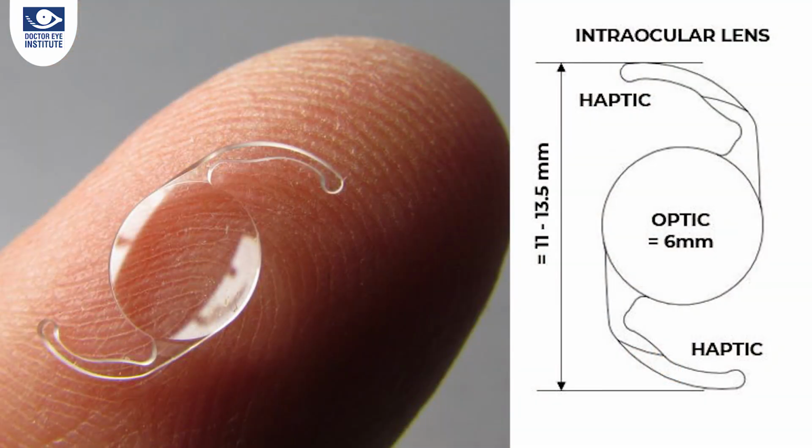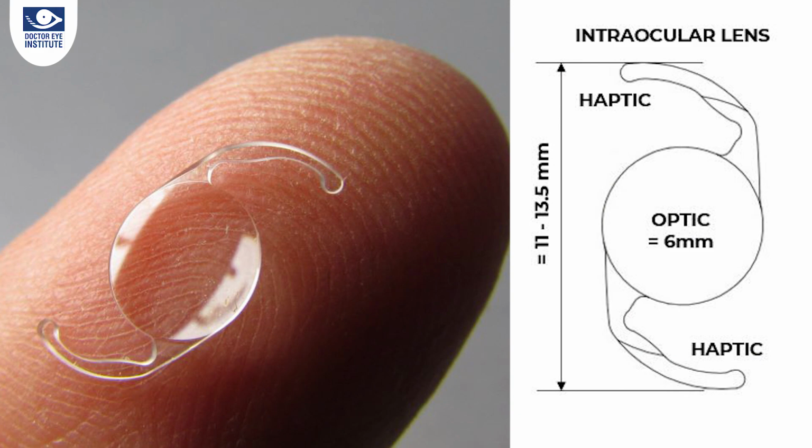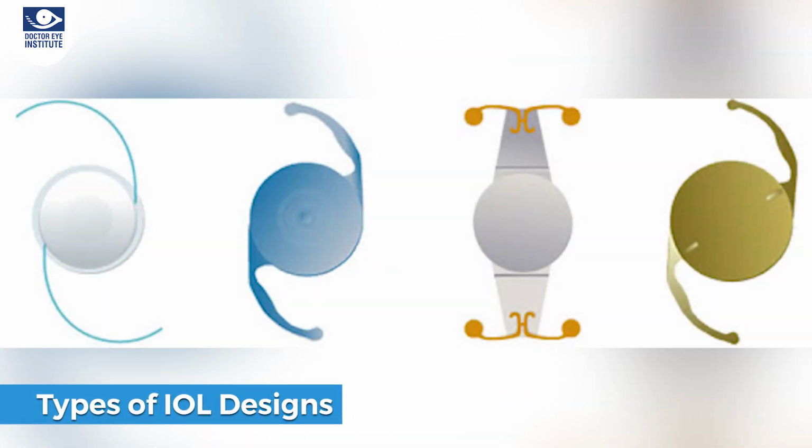So let me tell you a little bit of scientific facts about the size of this intraocular lens. The central round part, which is called the optic, measures 6 millimeters in size, and the overall diameter, including the two haptics, is between 11 to 13.5 millimeters. Different companies make different designs, and there are different types of IOLs in the market, but this is normally an average range that you will find.